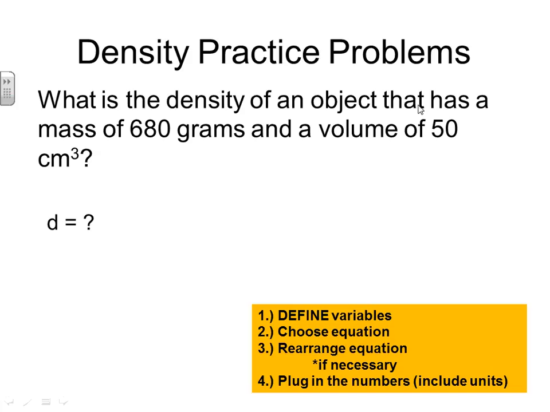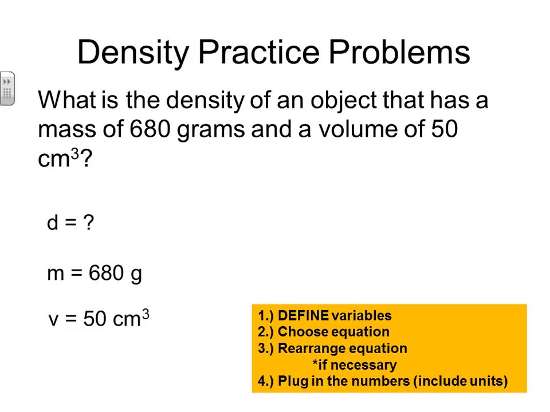Of an object that has a mass of 680 grams and a volume of 50 centimeters cubed. Boom, right there, I have defined all 3 variables. I've said what each one of these is equal to. And this helps to make sure that when we get to more complex problems, you don't make mistakes.